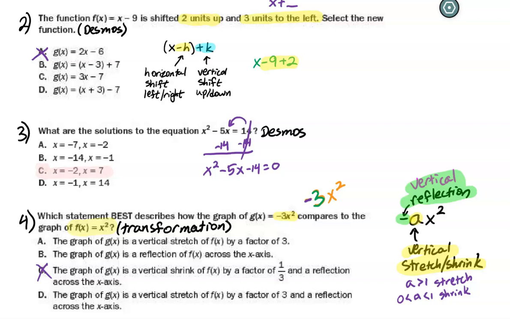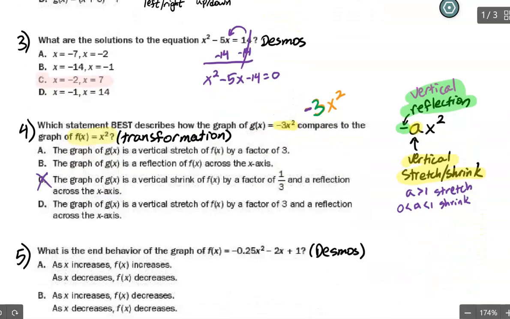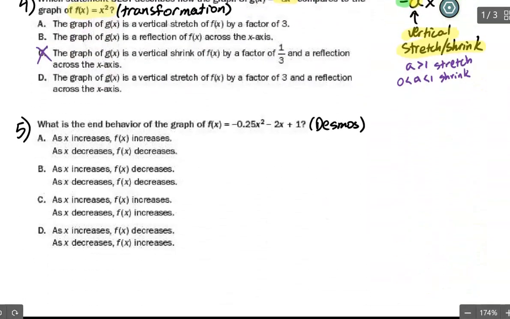Okay, so now decide which one your answer can possibly be. Choose all of your transformations. Don't leave one out. Make sure you choose all of the transformations. All right, so that's number 4. We're going to move on to number 5.